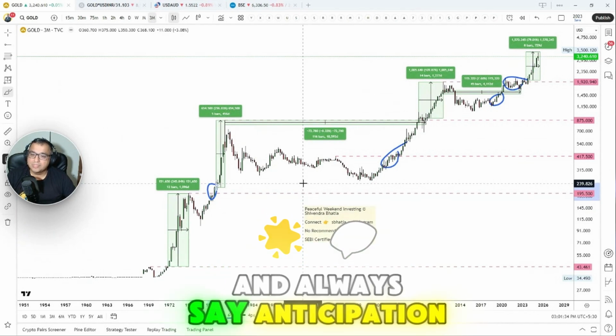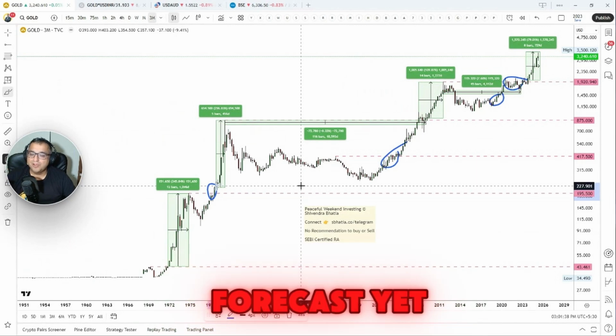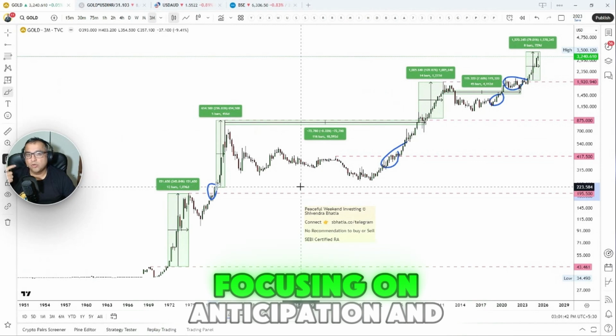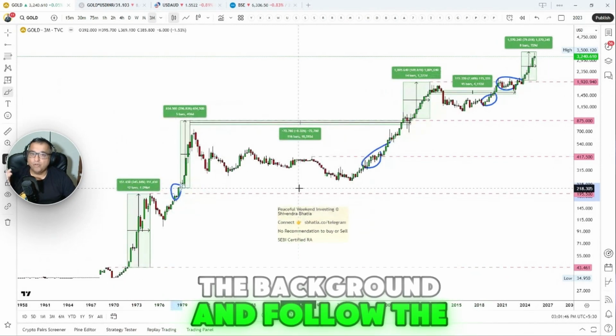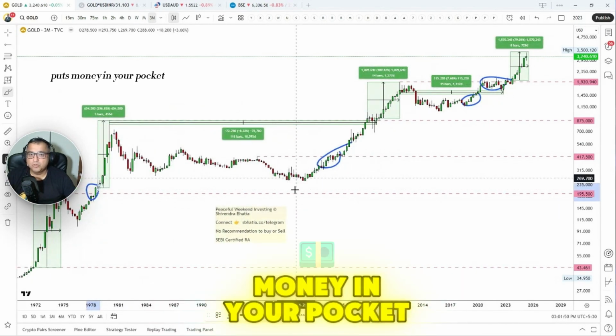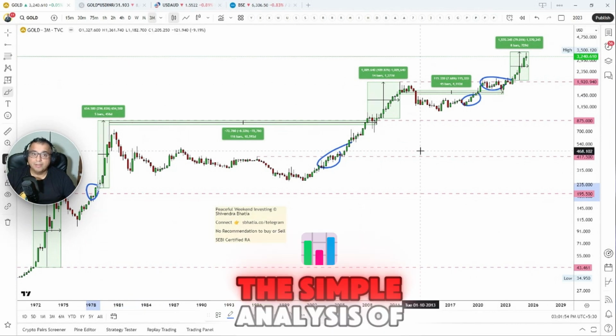And I always say anticipation makes you more money, and you don't want to forecast it. People are focusing on forecasting, whereas you should be focusing on anticipation and working peacefully in the background and following the process. Because at the end of the day, that is what works, and that's what puts money in your pocket, and you can benefit from it. And this is the simple analysis of it.